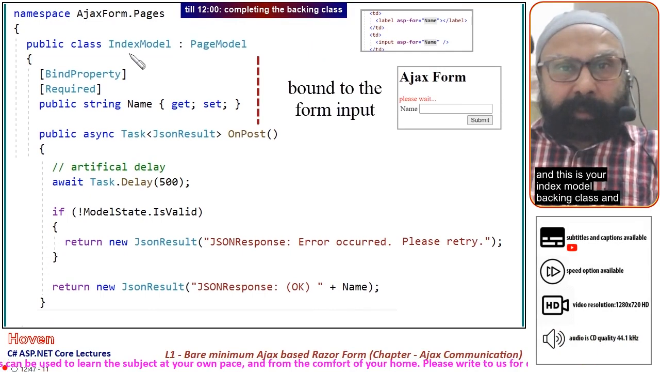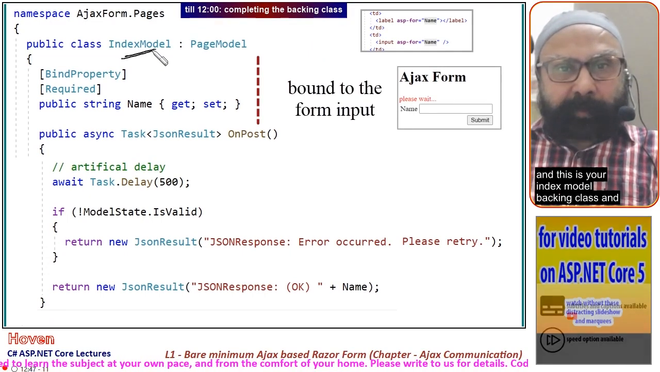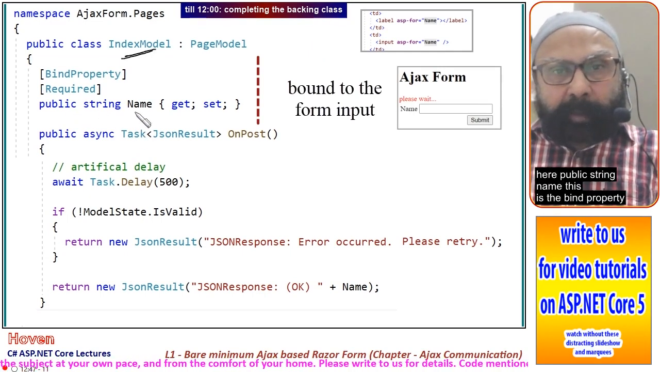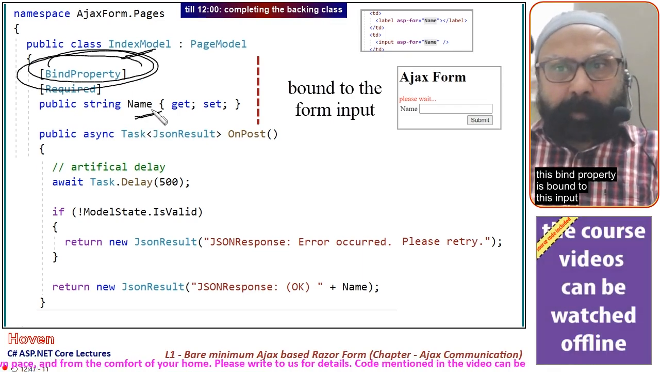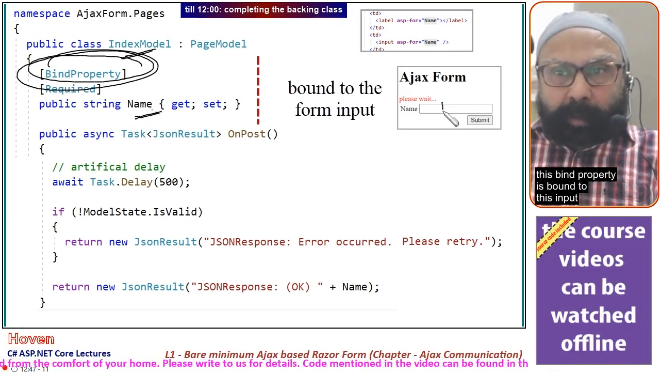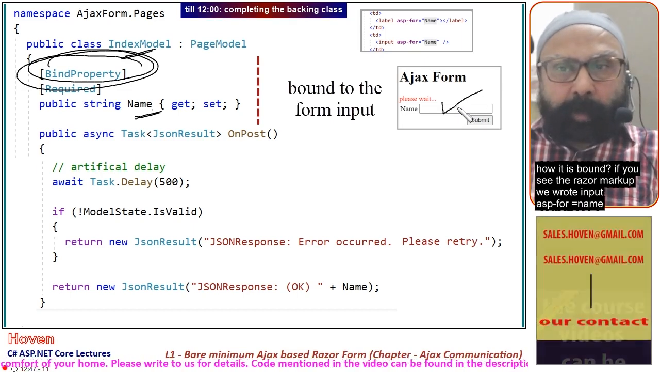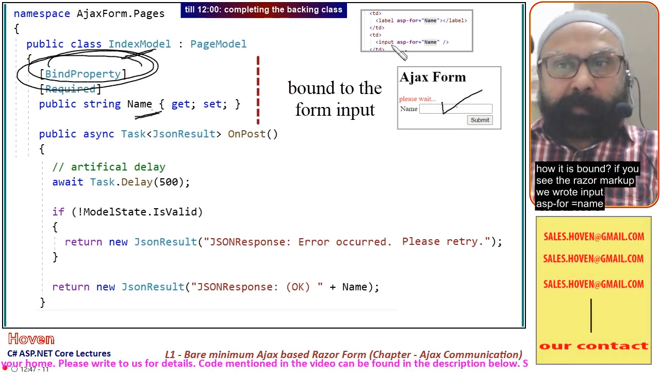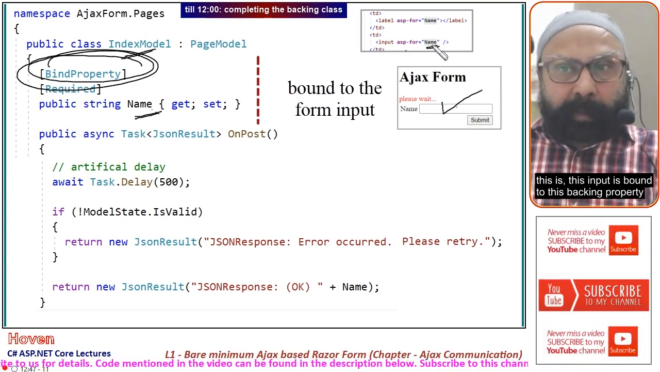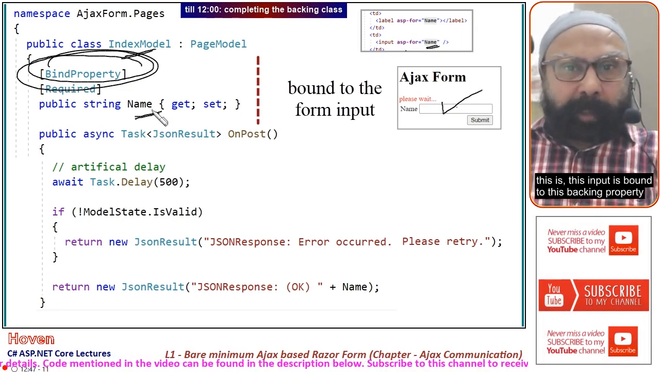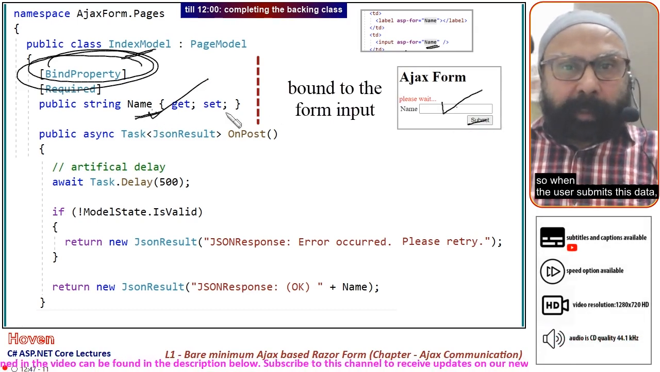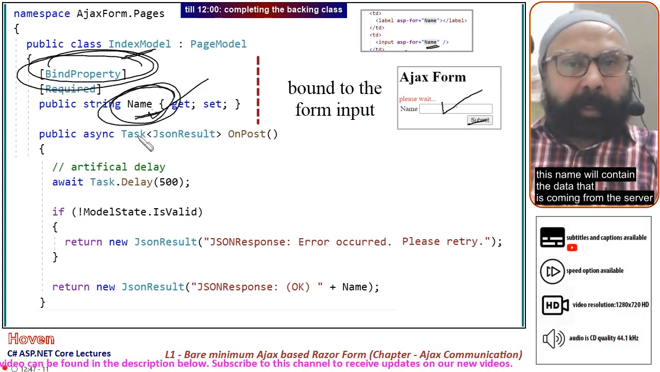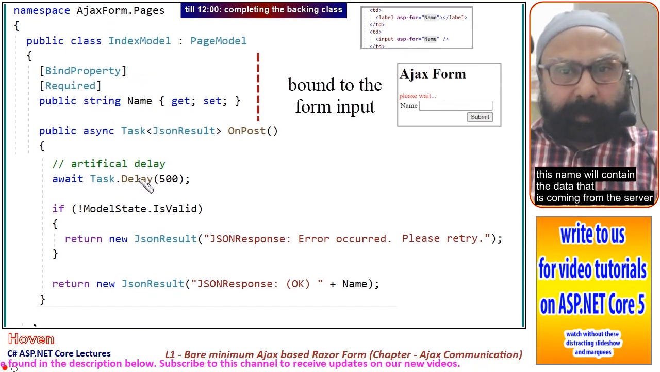And this is your index model backing class, and here public string name is the bind property. This bind property is bound to this input. How is it bound? If you see the razor markup, we wrote input asp-for equal to name. This input is bound to this backing property on this form. So when the user submits this data, this name will contain the data that is coming from the client.